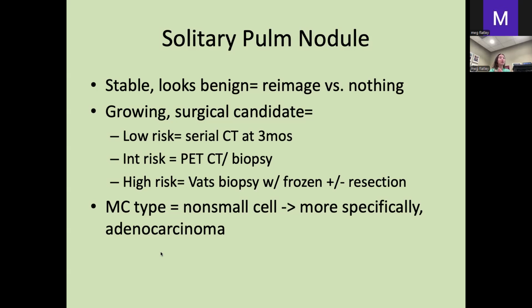So usually if it's a stable, small nodule, aka, so stable meaning if you do have previous imaging and it hasn't changed, then you can either do nothing. Sometimes it's been the same for 20 years and there's nothing else to do. Or you can do re-imaging at some interval, which usually that's enough to get you the answer on the test. If, and that's if it looks benign.